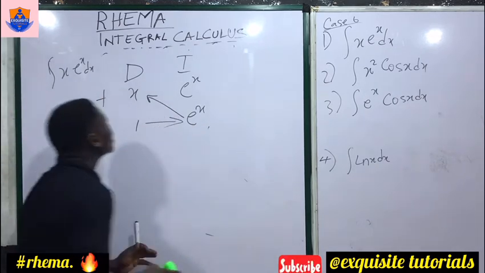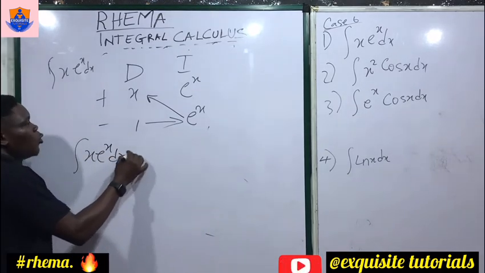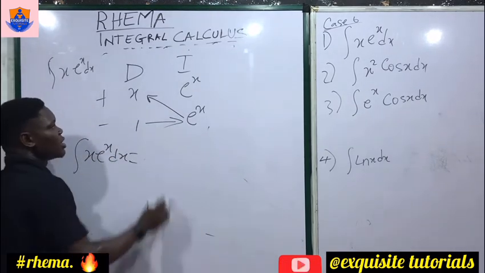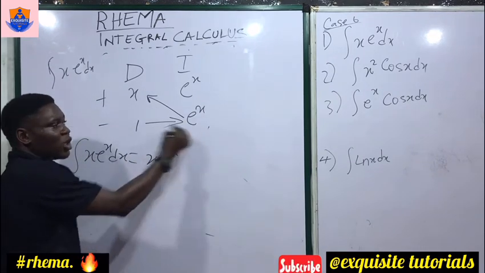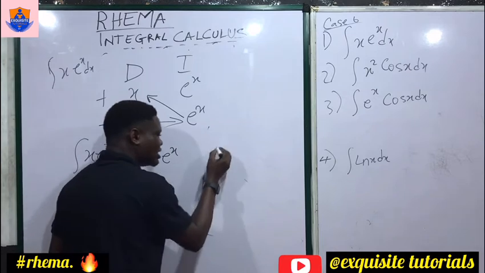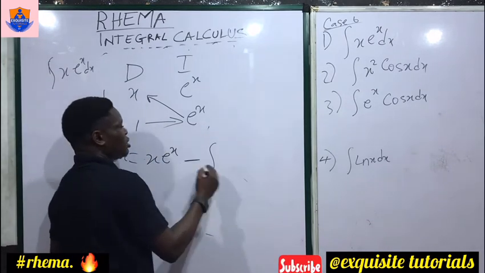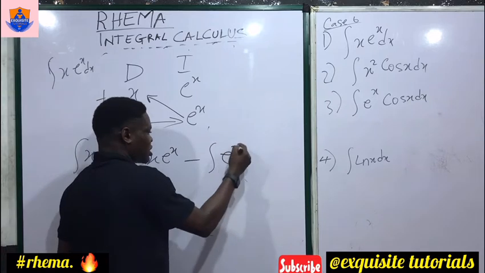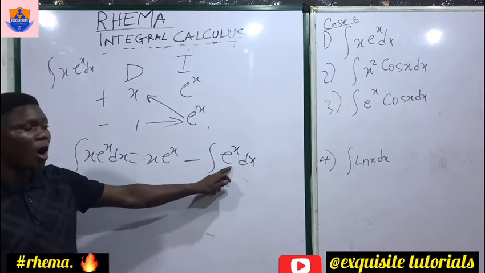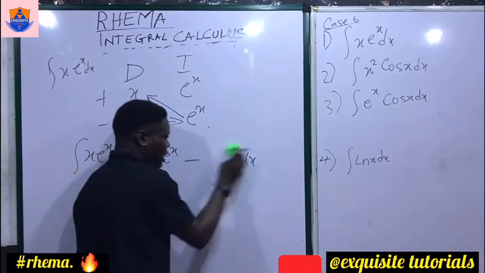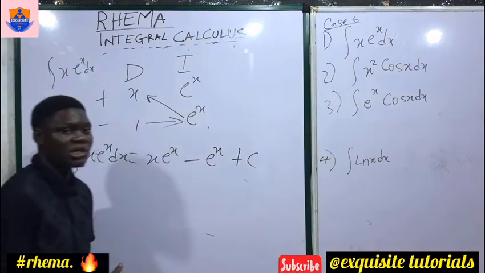So don't forget, the original question is this. The integral of x exponential x dx will be equal to this times this, x times exponential x. Then this last part you must always add an integral to it. The minus sign is here: integral of 1 times exponential x dx. Now when I integrate exponential x, I will get exponential x. So no need for me to write that. I will just have this. Then don't forget to put your constant. This is the final answer.